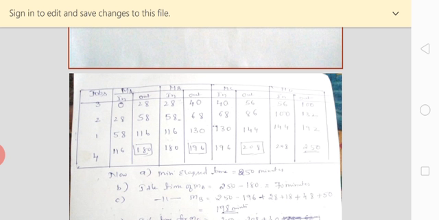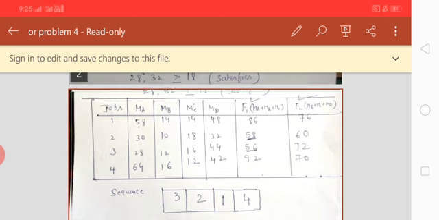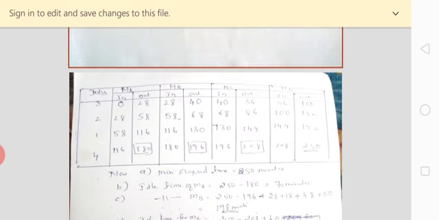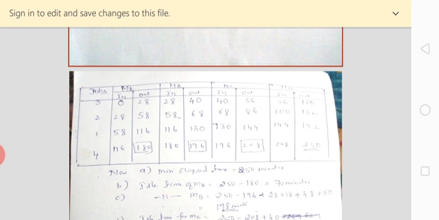That becomes your starting time for receiving job 3 on machine B. After 28 minutes only, job 3 will come out from machine A and be given to machine B. How much duration will the third job take on machine B? Machine B is 10 minutes, sorry, 12 minutes. 28 plus 12, if you add, you get 40 minutes. After 40 minutes only, job 3 will come out from machine B.